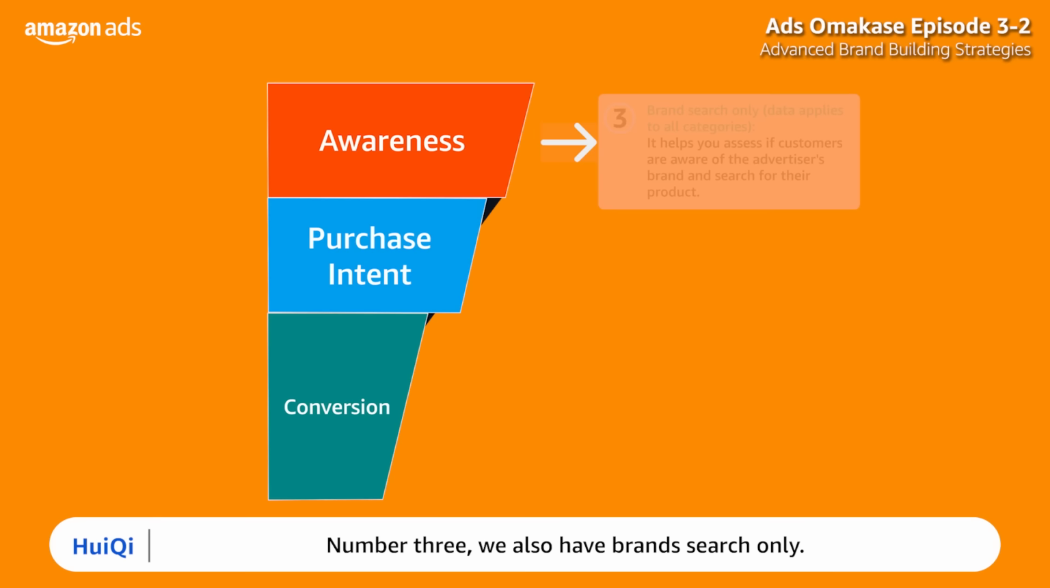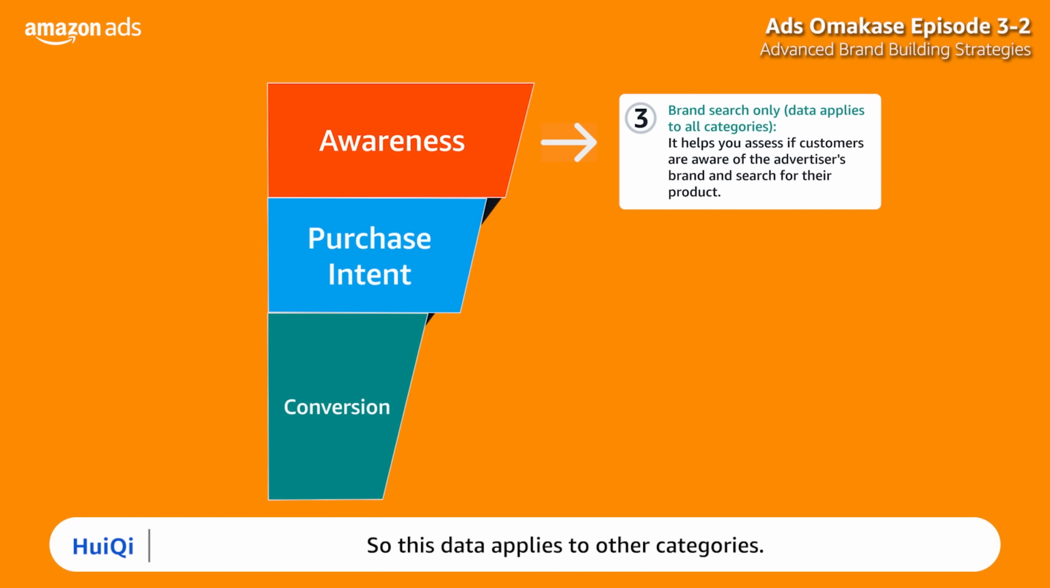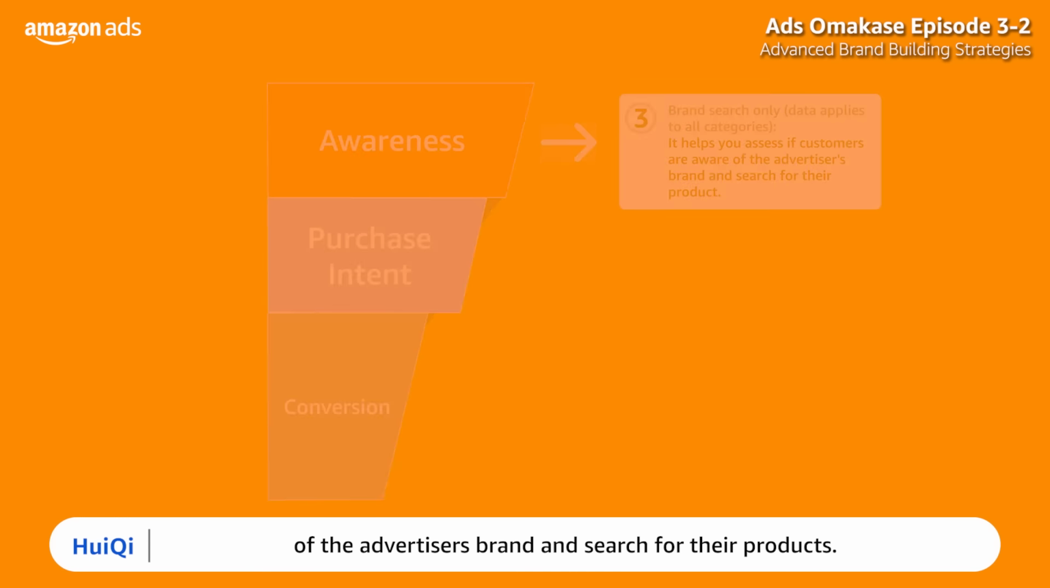Number 3, we also have brand search only. So this data applies to all the categories. It actually helps you assess if customers are aware of the advertiser's brand and search for their products. So, Clarence, actually, you said that your awareness stage is lower, right? The core thing is to actually connect with your customers as they search for their shopping aspirations.